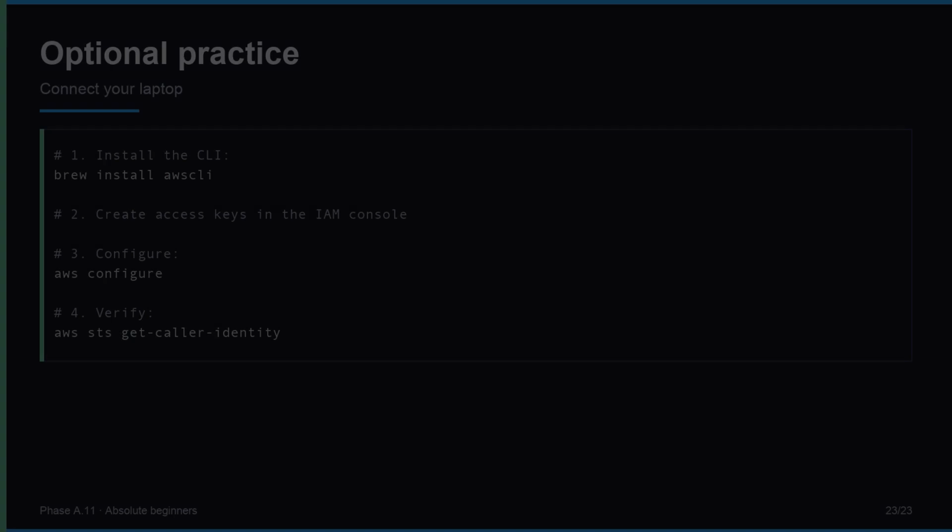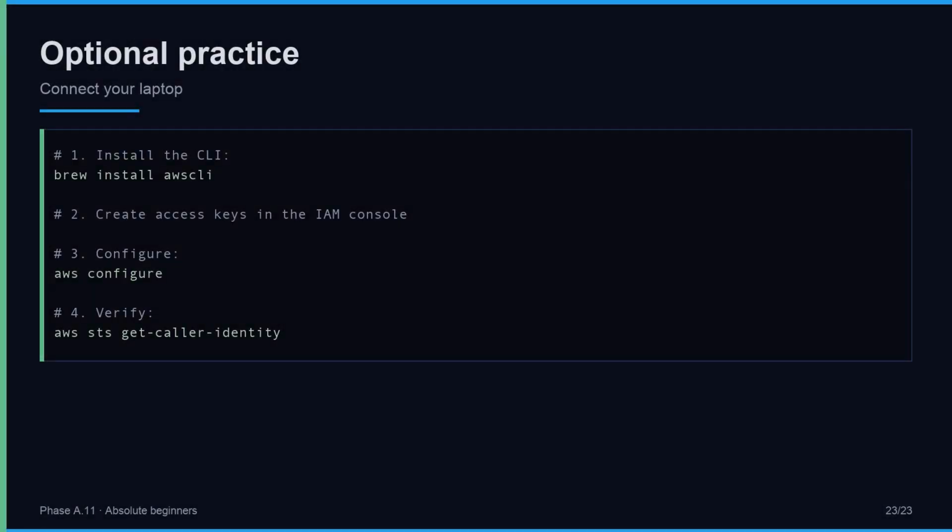Lambda is next. If you want hands-on practice now, do these 4 steps. Install the CLI with brew install awscli. Create access keys in the IAM console. Remember to copy the secret key immediately. Run aws configure and answer the 4 questions. Finally, verify with aws sts get-caller-identity. When you see your 12-digit account number printed as JSON, you are connected. That output is your green light.